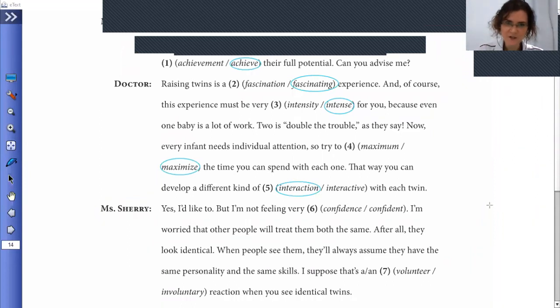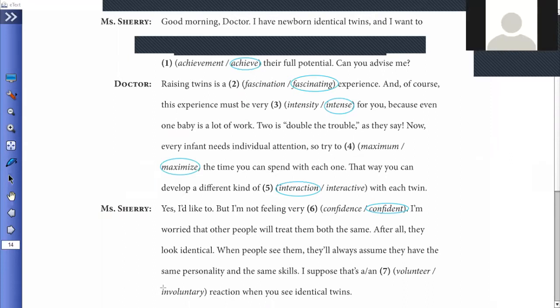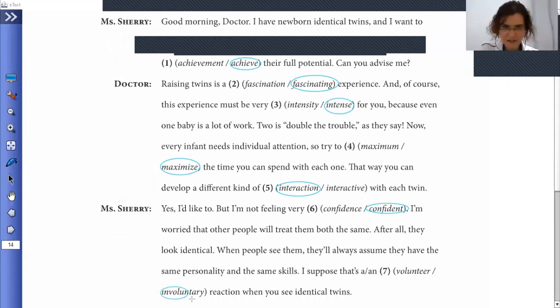I'm not feeling very confident. I'm worried that other people will treat them both the same. After all, they look identical. When people see them, they'll always assume they have the same personality and the same skills. I suppose that's an involuntary. Yeah, very good. The prefix in refers to not.